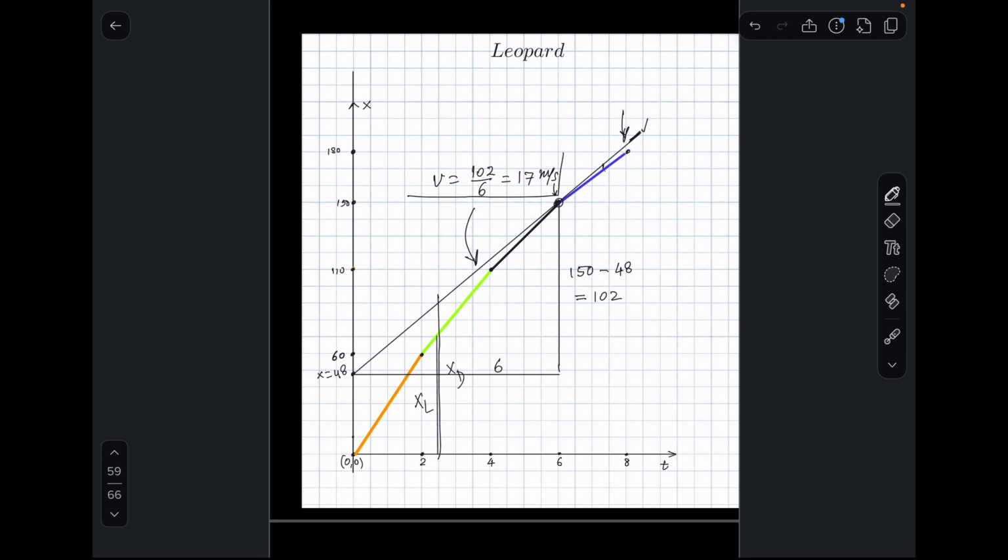So if the deer runs with any velocity more than 17, the leopard cannot catch the deer. Okay.